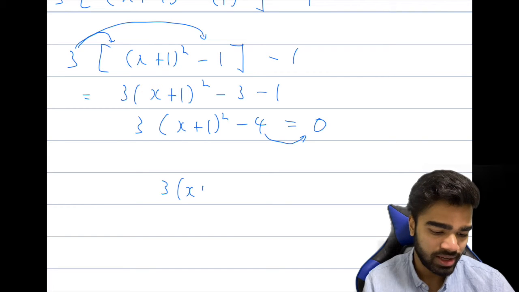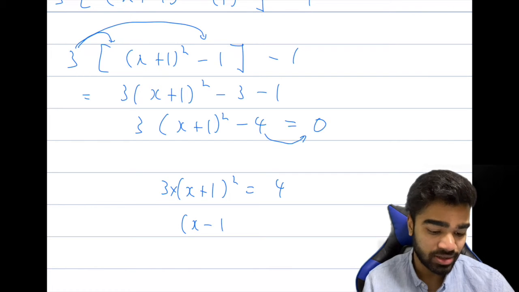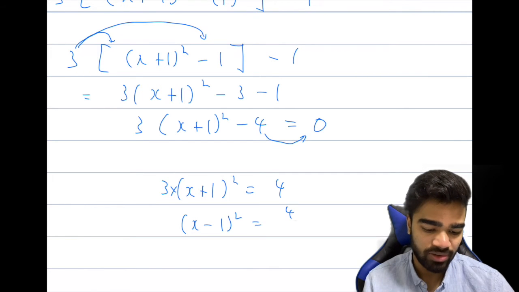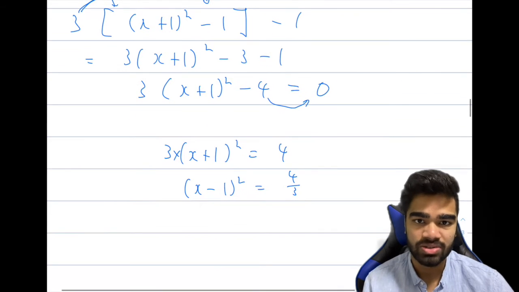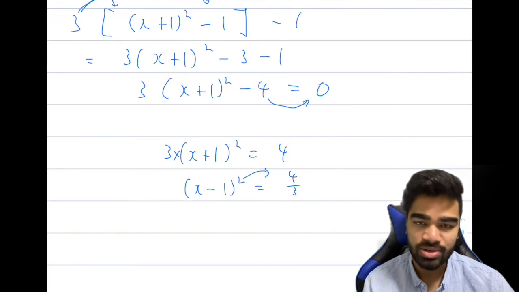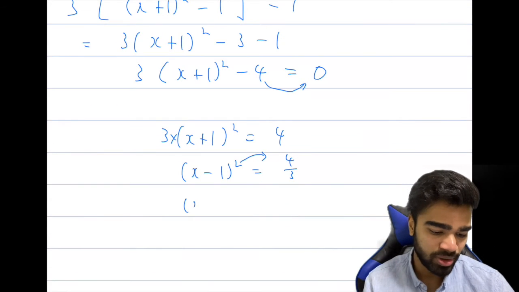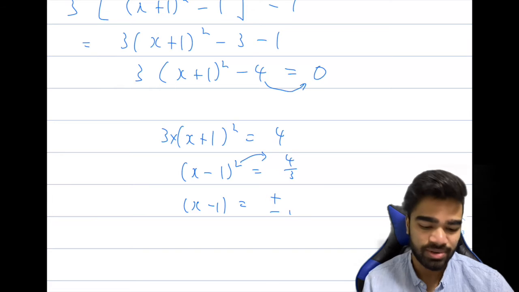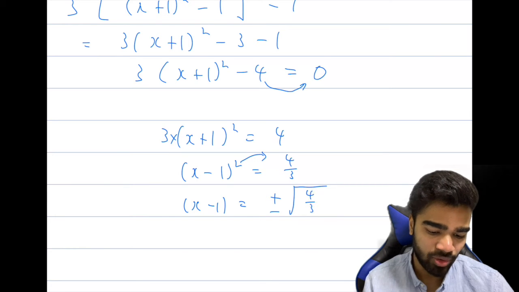I have 3x plus 1 whole thing squared is equal to 4. And 3 is multiplying over here, so I need to take it to the other side by dividing. So I have 4 over 3, like so. Then I need to take the square to the other side by square rooting both sides. So I have x minus 1 is equal to plus or minus. Remember, every time you square root, plus or minus the square root of 4 over 3.